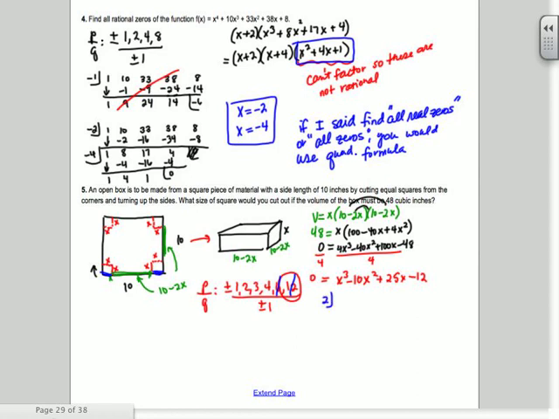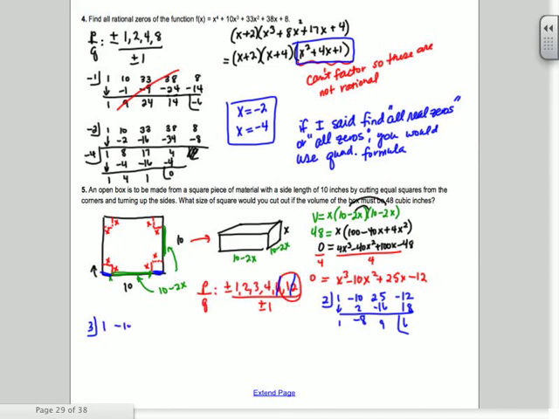So when I try 2, I have 1x cubed minus 10x squared plus 25x minus 12. So I have 1. 2 times 1 is 2. Add straight down, I get negative 8. 2 times negative 8 is negative 16. Add straight down, I get 9. 2 times 9 is 18. Add straight down, I get 6. Oh, no, it didn't work. I knew it didn't work. I knew the answer. So it's 3.